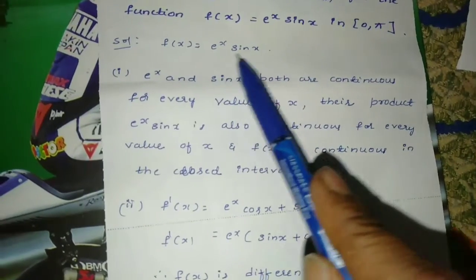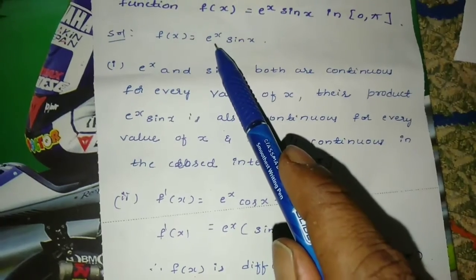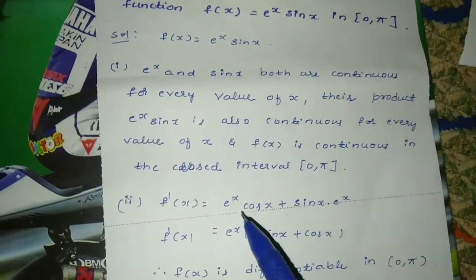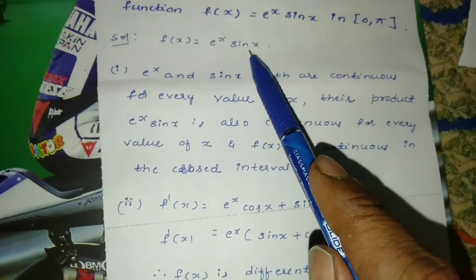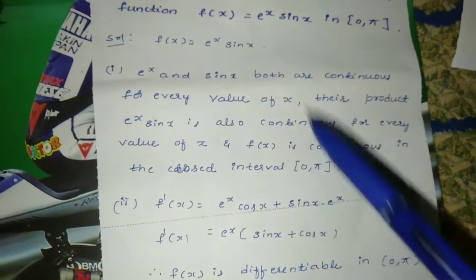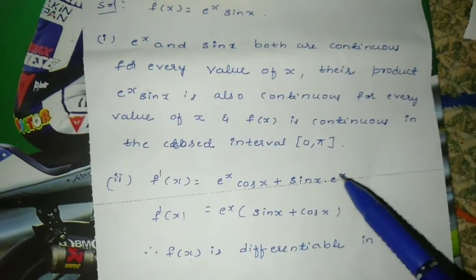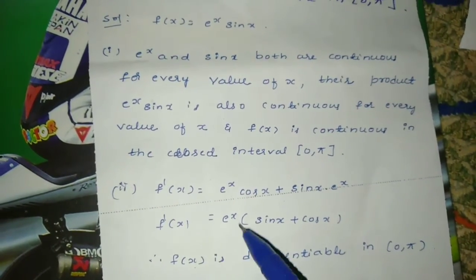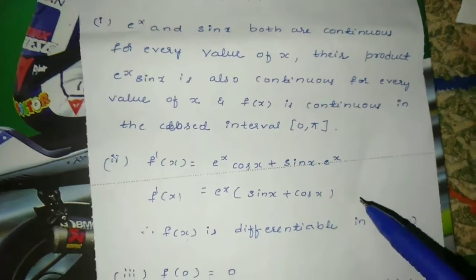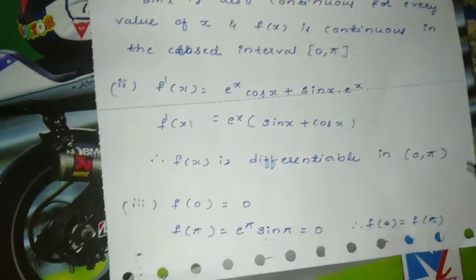Now we have to apply the product rule here. Differentiation of first function is as it is, and differentiation of second function is cos x, plus second function is as it is, and differentiation of first function e power of x. Then f dash of x is equal to, taking e power of x common, e power of x times sin x plus cos x. Therefore f of x is differentiable in open interval 0 comma pi.